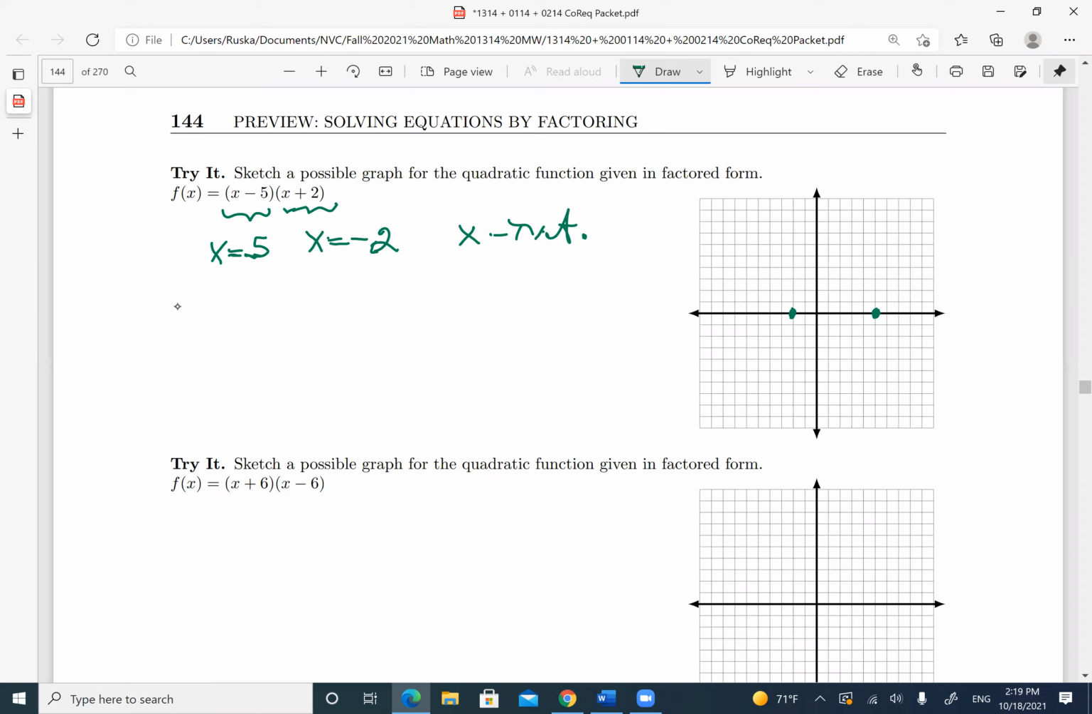Now, how do I know if it opens up or down? It opens up if I have x squared, and down if I have a negative in front of x squared. So if I FOIL this, if I multiply x minus 5 by x plus 2, what am I going to get? I get x squared plus 2x minus 5x minus 10. Combining those, I get x squared minus 3x minus 10.